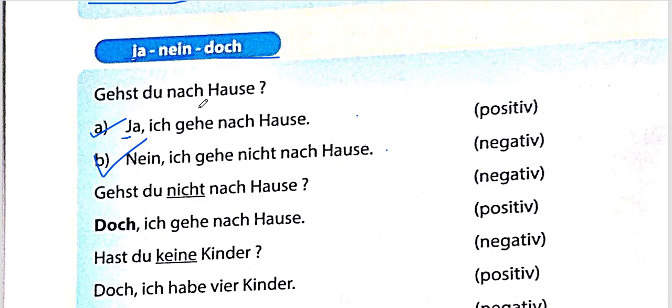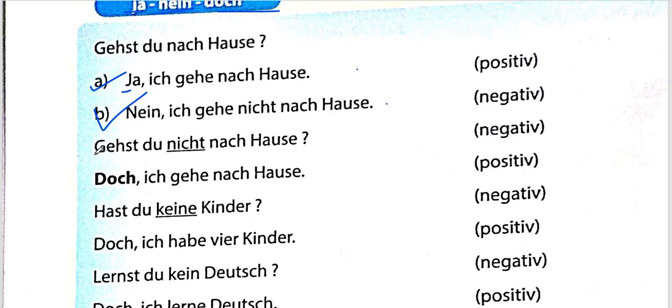Like gehst du nach Hause? The answer can be either yes, I'm going, or the answer can be no, I'm not going. So similar is in English. So next we have gehst du nicht nach Hause? Now the question itself has nicht. That means are you not going to the house? So here the answer will change a little bit. Here we will use doch. What is doch? Doch is nevertheless. Nevertheless, ich gehe nach Hause.